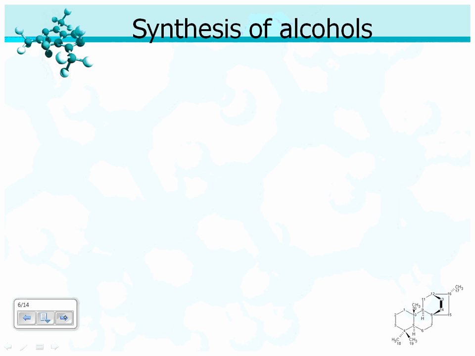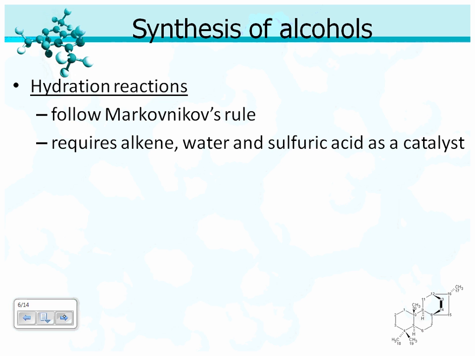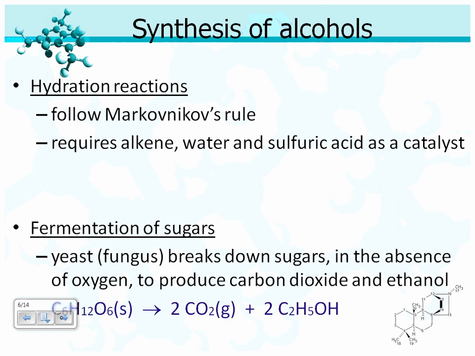It's important when we look at the reactions of alcohols. So first we're going to look at synthesis of alcohols. How are alcohols made? Basically, we can use a hydration reaction. So that is the addition across the double bond from an alkene. And what we can do is add water. So hydration adds water. We need sulfuric acid as a catalyst.